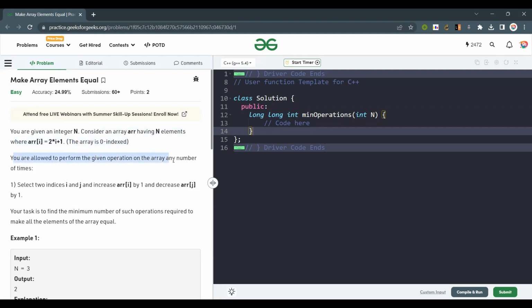You are allowed to perform the given operation on the array any number of times. Select two indices i and j, and increase array[i] by 1 and decrease array[j] by 1. Your task is to find the minimum number of such operations required to make all the elements of the array equal. So let's understand the question.